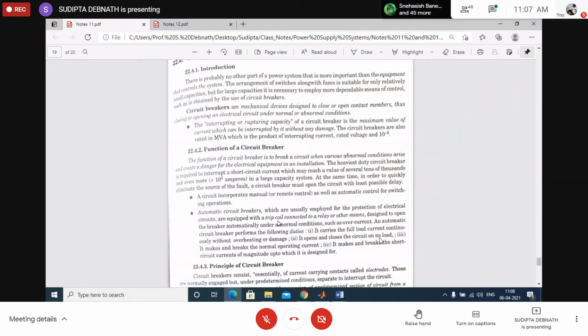What is written here? An automatic circuit breaker performs the following duties. It carries the full load current continuously without operator. It opens and closes the circuit. You just delete this second part. This is misleading. You just cut this number 2 part.